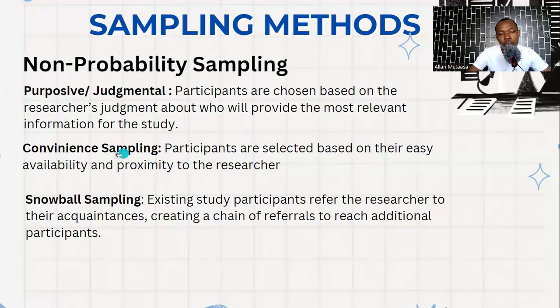We also have what we call convenience sampling. Convenience sampling is when participants are selected based on their availability. As I told you earlier, you might go to the company. Some people are off duty. Some people are sick, on sick leave. Other people traveled. Other people are on education leave. So those people who are available are the ones that you are going to go ahead and sample.